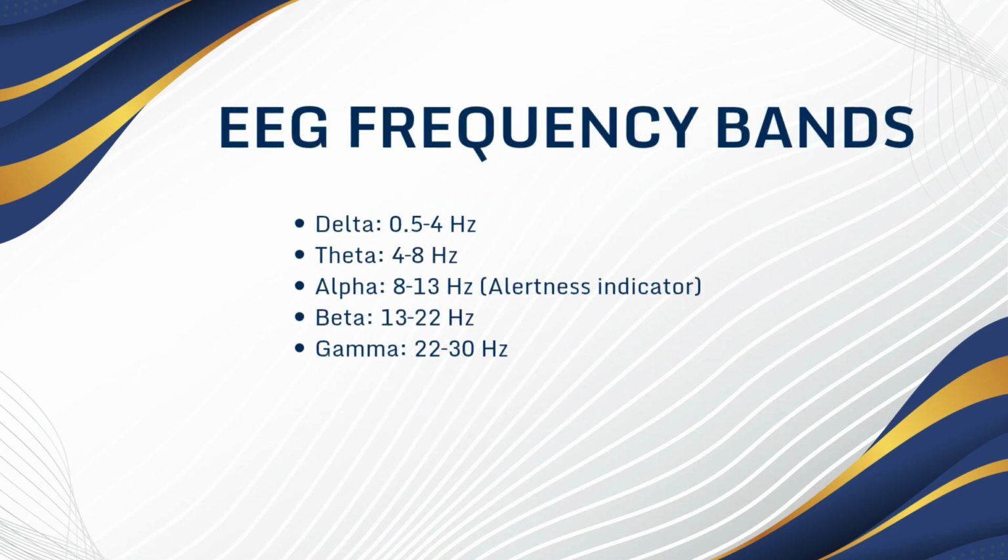Brainwaves are categorized by frequency. Delta waves occur during deep sleep, while alpha waves appear when you are relaxed but awake. If you're solving a hard math problem, your brain is likely buzzing with beta and gamma waves. These frequencies give us a window into a patient's state of consciousness.